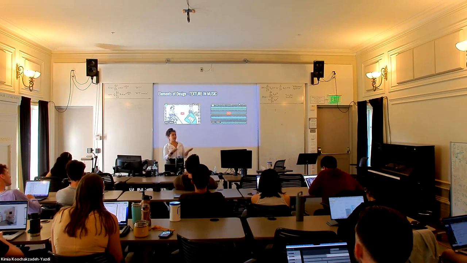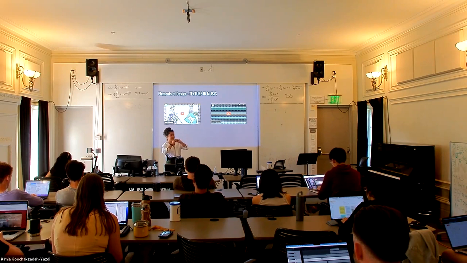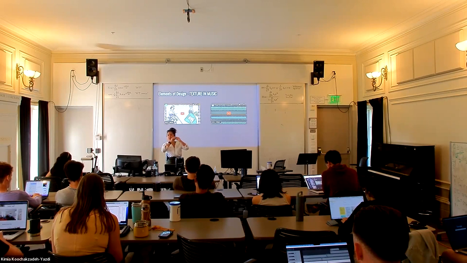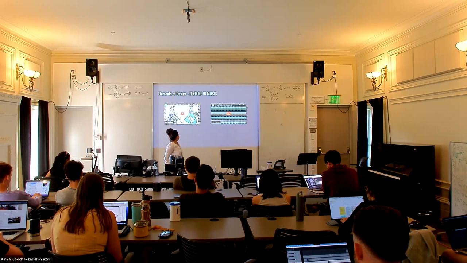When you hear one song, one line of music, it's usually called monophony. You hear one layer. There's no interaction between different layers. It's linear, and you hear only one texture. This one.